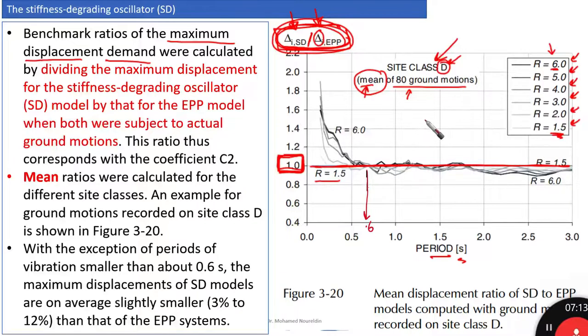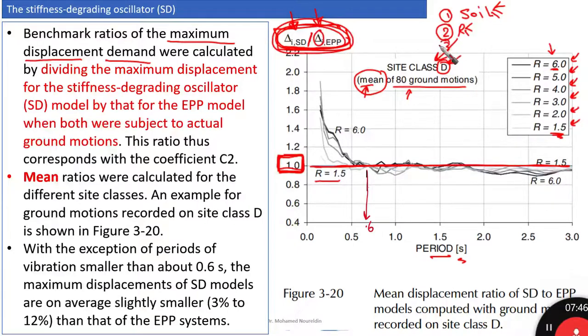So this graph is providing for us a specific soil type. This is number 1: the diversity of soil classes, as we said, they have done it for class B and C and D and so on. And number 2, there is diversity in the system that we are investigating. We have different ductility and response modification factors.